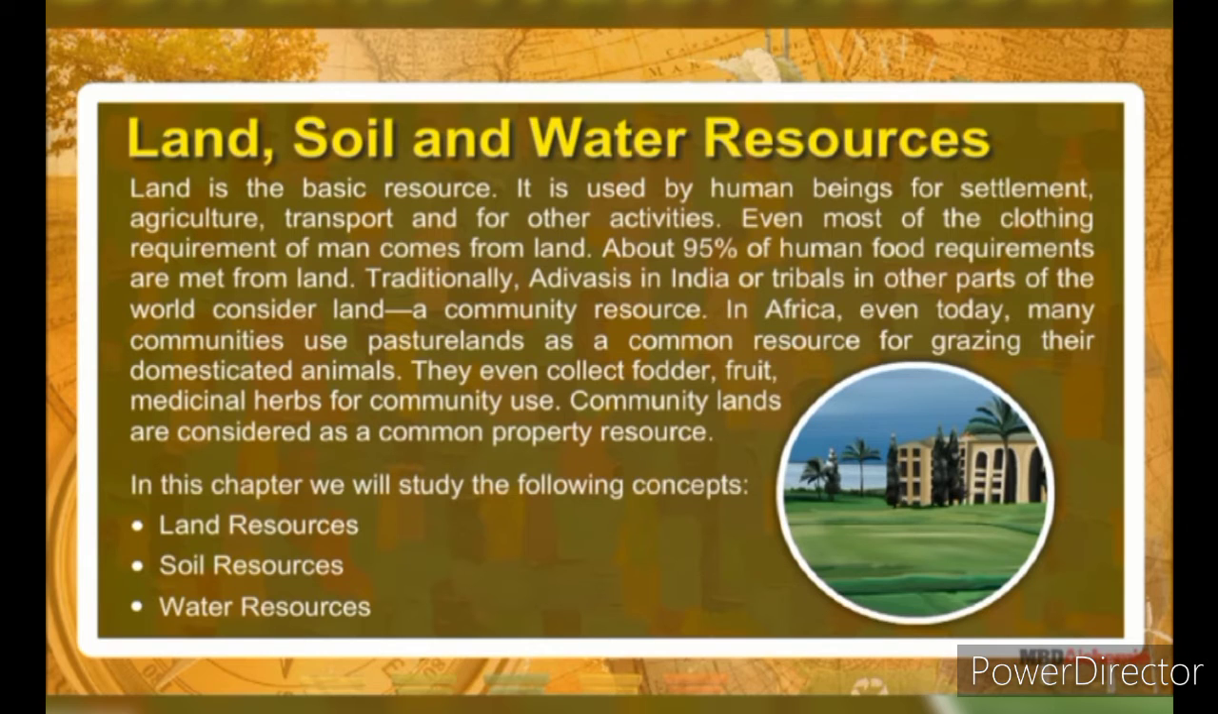They even collect fodder, fruit, and medicinal herbs for community use. Community lands are considered a common property resource. In this chapter, we will study the following concepts: land resources, soil resources, water resources.